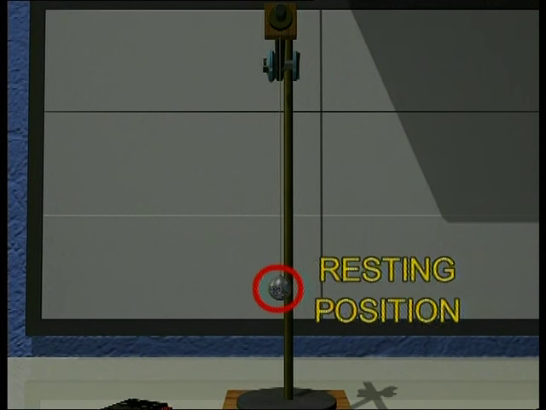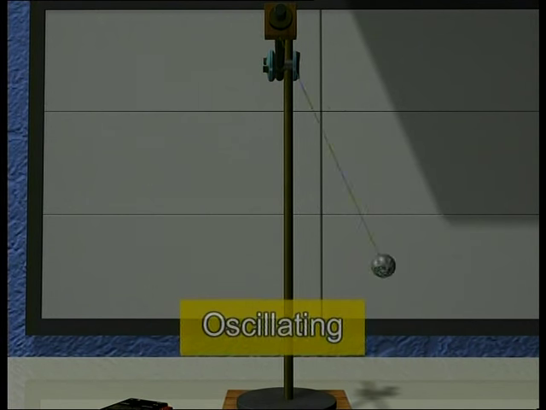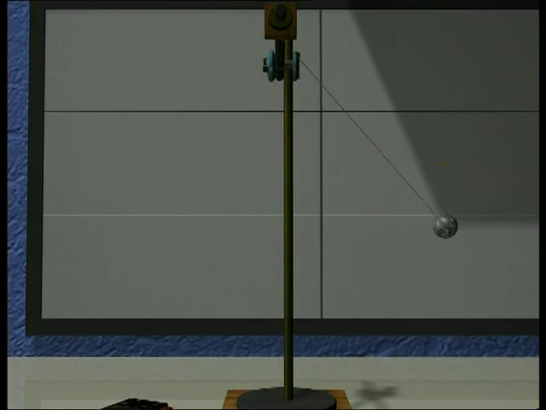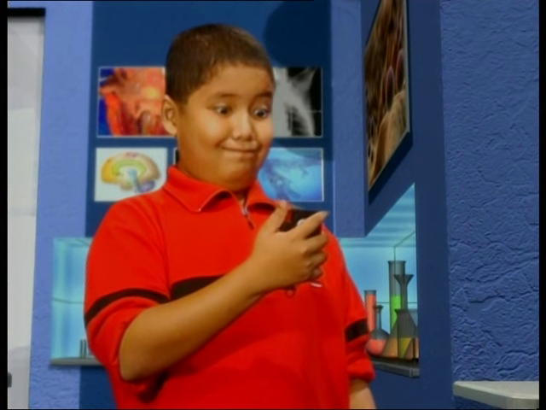This pendulum is now in its resting position here. If I pull the bob away from its rest position and I let it go, this pendulum will move from side to side. See, it is moving from side to side. We say that the pendulum is oscillating. Do you know what that means? An oscillation means the movement of the pendulum from point A to point B and back again to point A. The time taken for one oscillation is called a period.